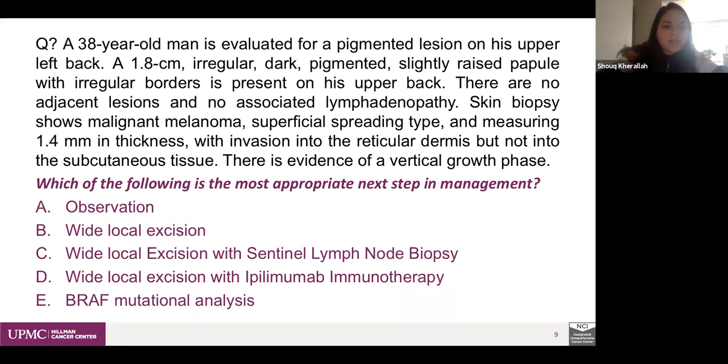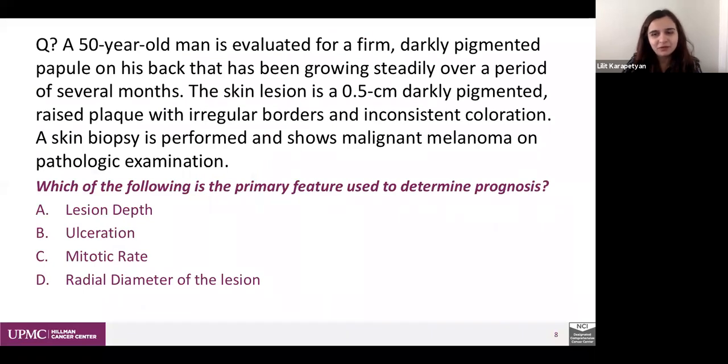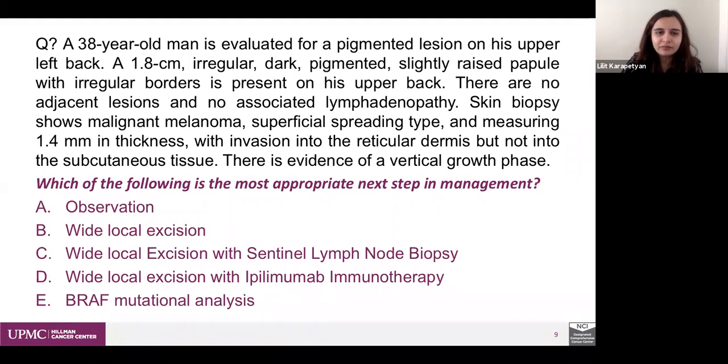Based on the size and the thickness, he needs a sentinel lymph node biopsy, and definitely he needs wide local excision. So I think it's C. Absolutely correct. You're right. So see, we go back, we read about this. It's a thickness of more than 0.8 millimeter. You have to do the excision and you have to do the biopsy. And this is again a mix-up test. So trust me, I don't say anything more than you really need to know. So you're absolutely correct. Good.